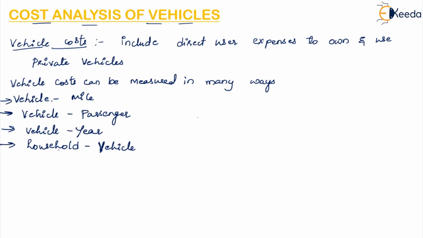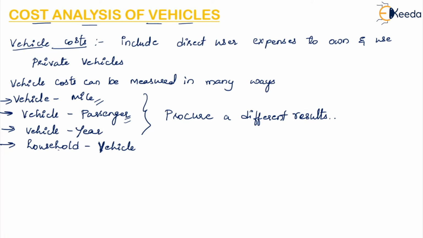So for each parameter, when we consider the mileage, the passenger, the year, the household, so here this may be a vehicle which is different for different parameters. And all of these will give a different result. So we will procure a different result for all the parameters. So depending on the parameters, the results will differ.